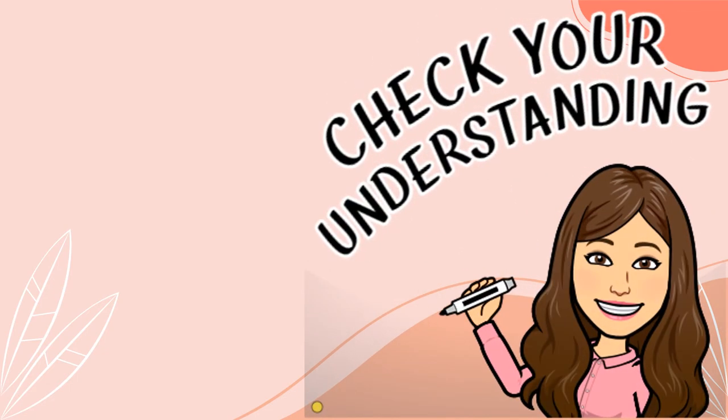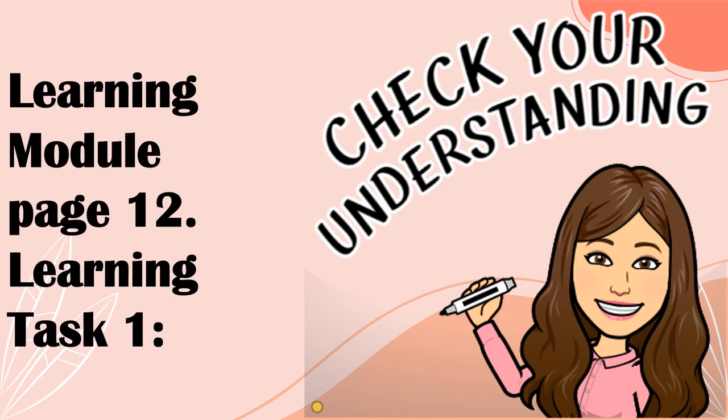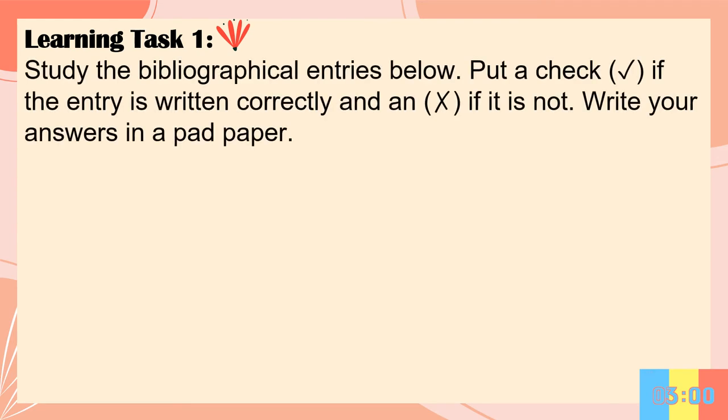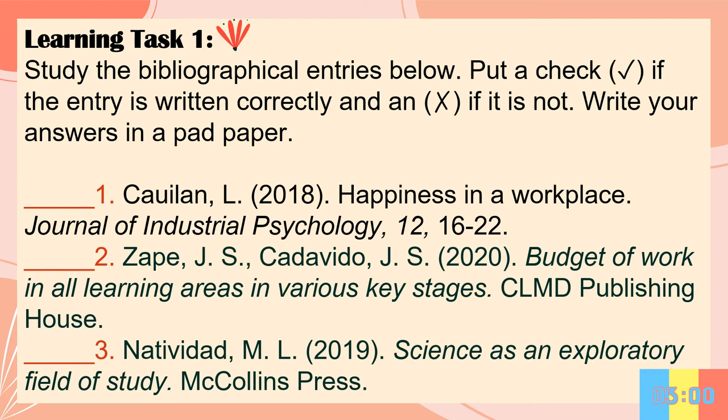Great! Let's see if you understood our discussion. It's time to use your pad, paper, and pen. You can find this activity in your learning module on page 12. Learning Task 1. Study the bibliographical entries below. Put a check if the entry is written correctly and an X if it is not. Write your answers in a pad paper. You have 3 minutes to answer the first 3 items. Timer starts now.